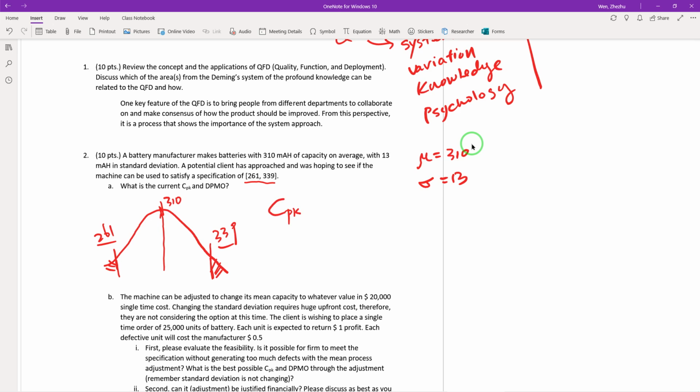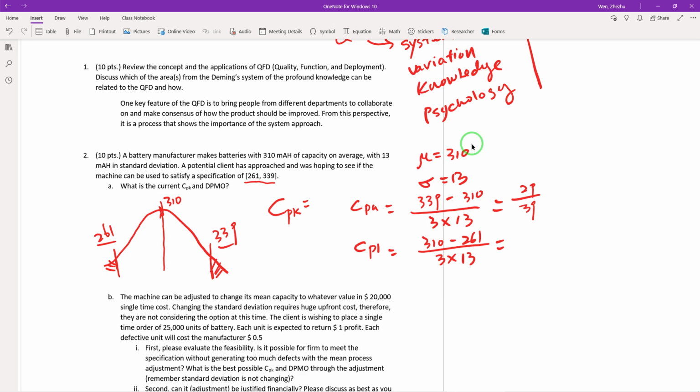So we can take 2 different approaches. One is Cpk of upper. In this case, we're seeing 339 minus 310, over 3 multiplied by 13, right? So the lower part is going to be 310 minus 261, over 3 times 13. So whichever is smaller is going to be considered as our process capability index. So it's going to be 29 over 39, right? This one here is going to be 49 over 39.